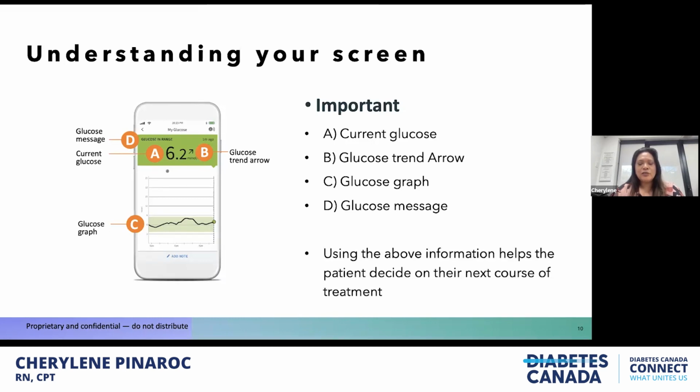Using all these 4 important pieces of information helps us decide on our next course of treatment. So these are the 4 important things that I always tell my patients. I always let them leave my appointments knowing that these are the 4 important things they have to look at whenever they're scanning.